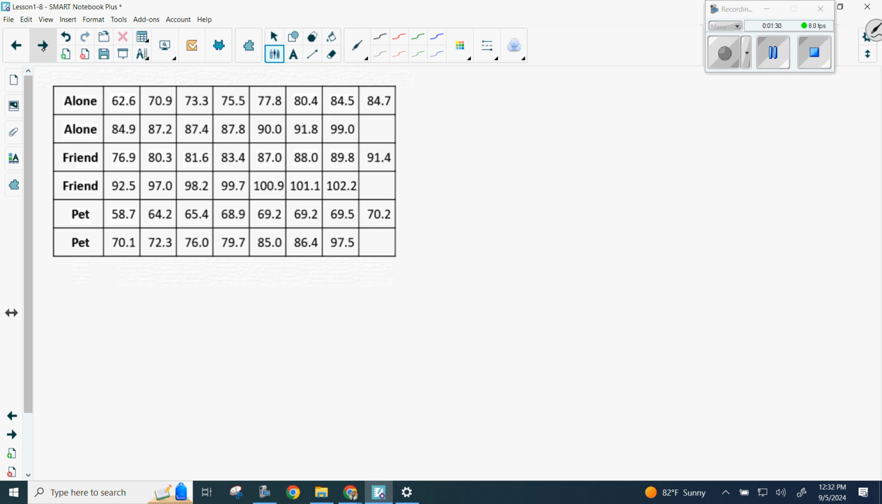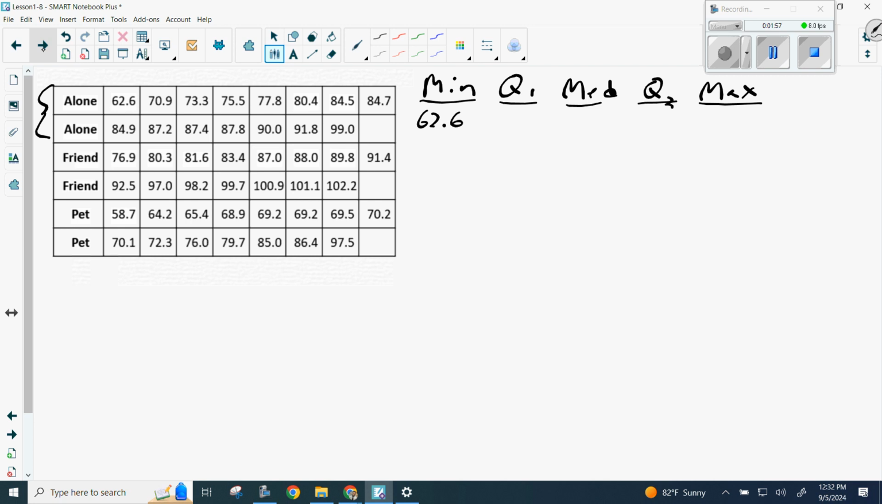So our five-number summary is our minimum, our quartile 1, our median, quartile 3, and our maximum. The minimum value in this group, and remember, right now we're just looking at the data for the women who are alone and asked to do a stressful task, is 62.6.